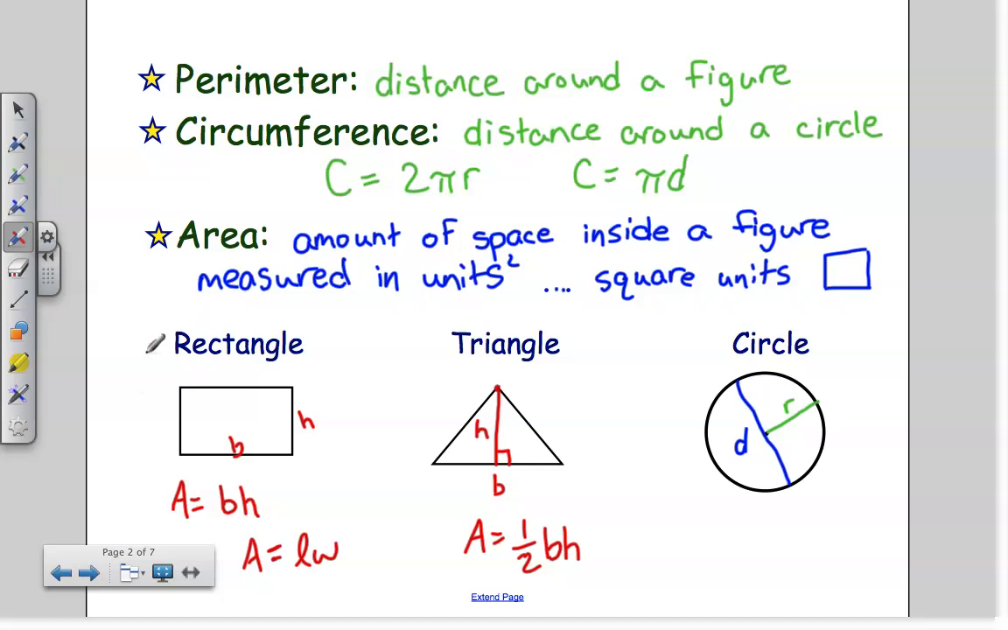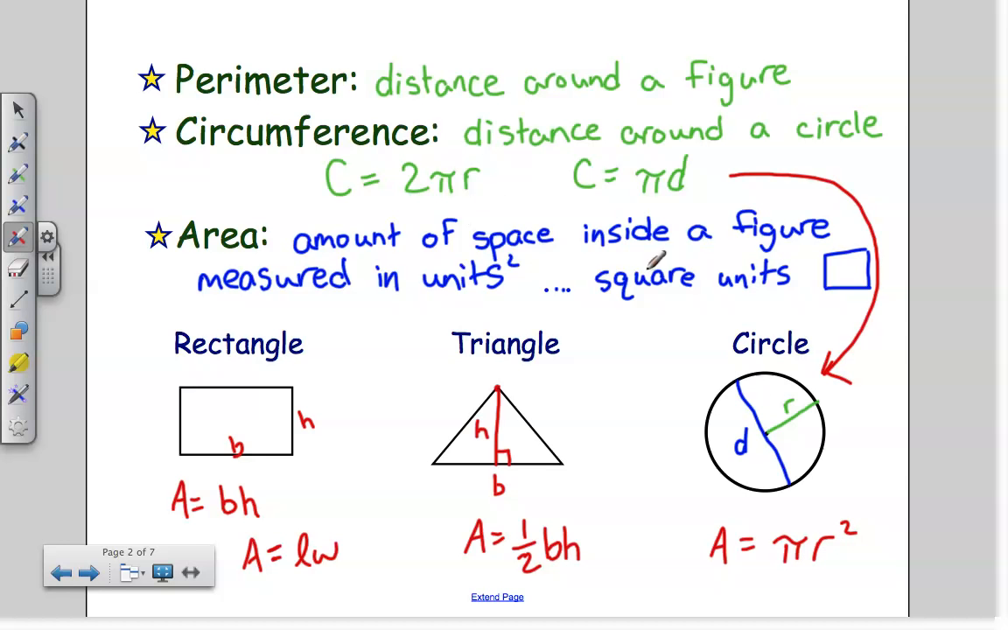So know these formulas. Area of a rectangle is base times height. Area of a triangle is 1/2 base times height. Of course, perimeter is just adding up the outside. Perimeter of a circle, remember, is called circumference. We do have these two formulas for circumference, or distance around a circle, to apply, either 2 pi r or pi d. And then area of a circle, we need that formula, is pi times radius squared.